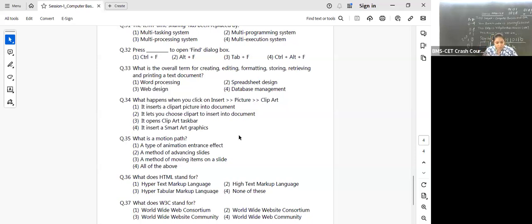Next, what is the overall term for creating, editing, formatting, storing, retrieving, and printing a text document? Database management? No, database is related to data. Yes, word processing. Word processing is the answer. You make a Word document, what are you doing? You are storing, reading, editing.